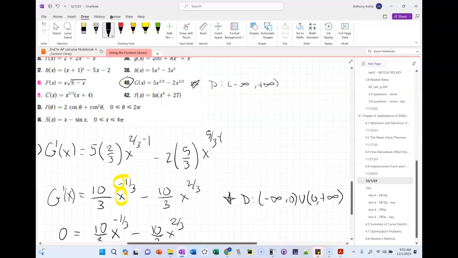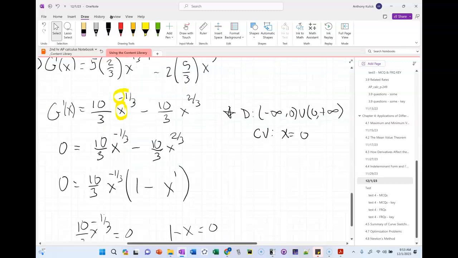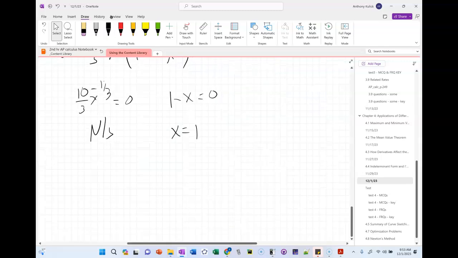So we also have a critical value of 0, since the derivative was undefined at 0, but f was defined at 0. That's what you were saying earlier. I just want to make sure we discussed why.